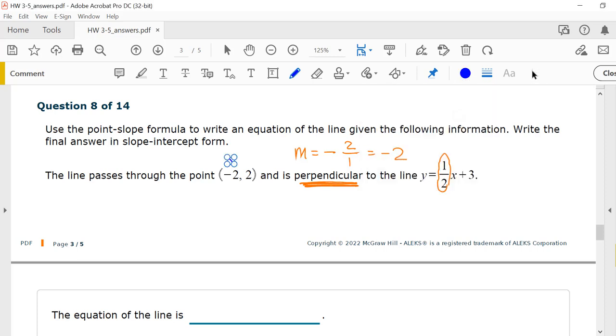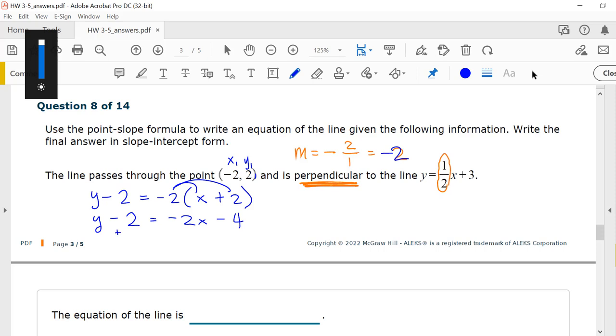So here we go. Point x1, y1, slope negative 2. So we have y minus 2 equals slope times x minus negative 2. Distributing the negative 2, I have y minus 2 equals negative 2x minus 4. Adding 2 to both sides, I have y equals negative 2x minus 2.